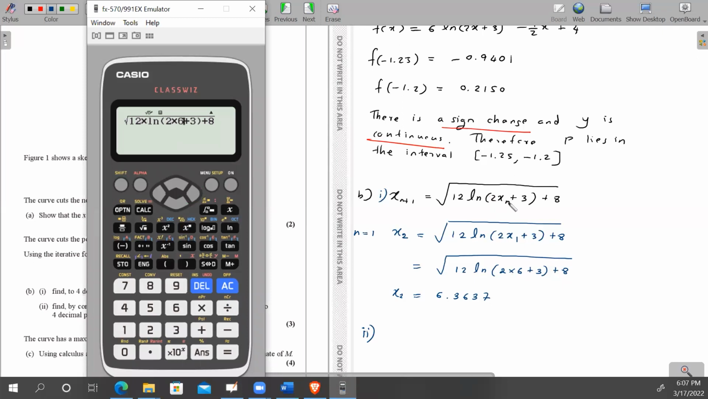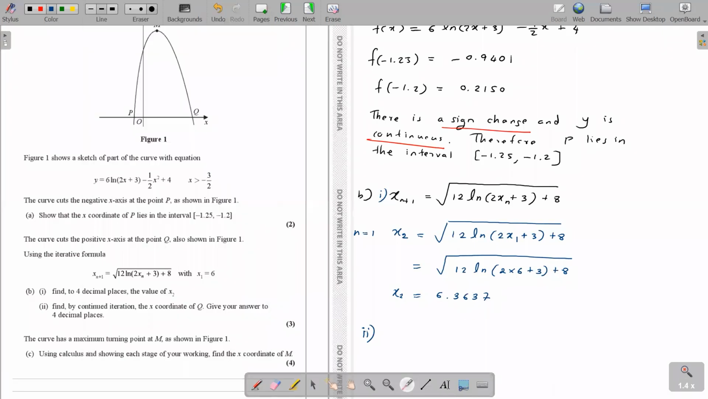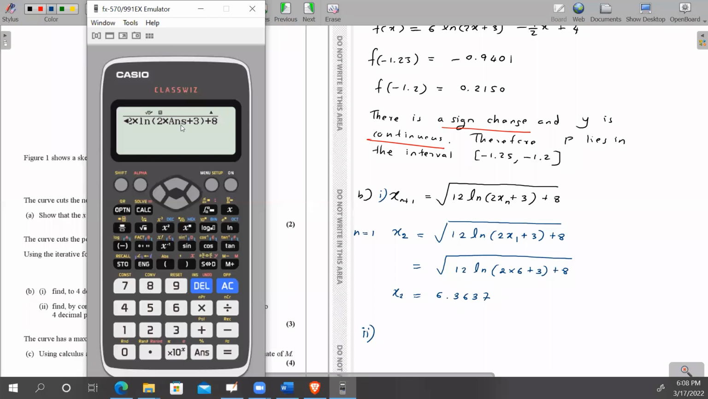Now here I have given 2 times 6, right? So remove the 6 and put what? Give answer. What does that do? 2 times answer plus 3 plus 8. So now what the calculator does is it will input the last answer in its memory in place here. And then when you put the last answer in memory, the x2 answer, when it comes over here, that gives you x3, isn't it? So then press equal and now we get x3.